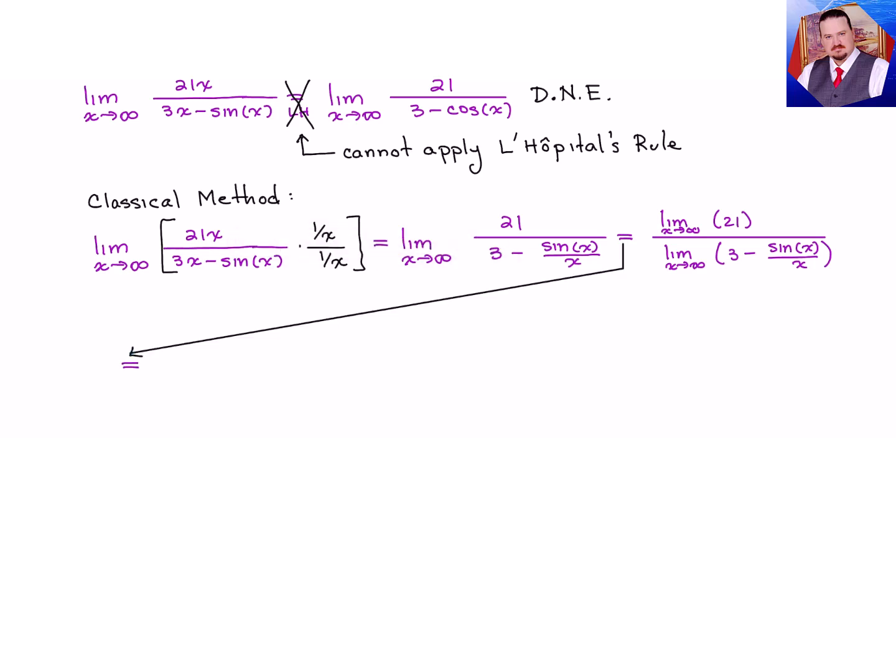So, let's see what we get. Now we can evaluate both pieces. This is 21. Now as x goes to infinity, where does 3 go? Well, it's constant, it goes to 3. Same reasoning we had here, why this went to 21. Now, what about sine x over x?